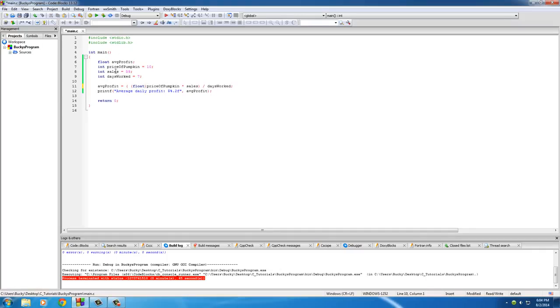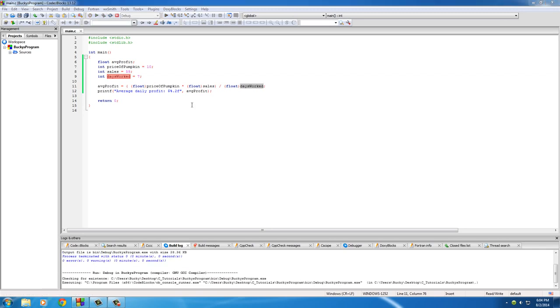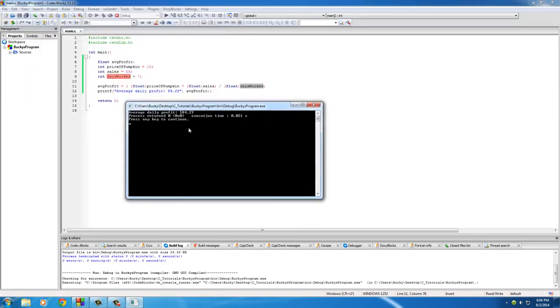Alright, so what else do we need to do? We need to convert sales to float and days worked to float, because we want this average profit to be a float. Now that everything is converted, we'll run this and check it out. 84.29. That's what I'm talking about. We finally got that 29 cents that we worked our butts off for.